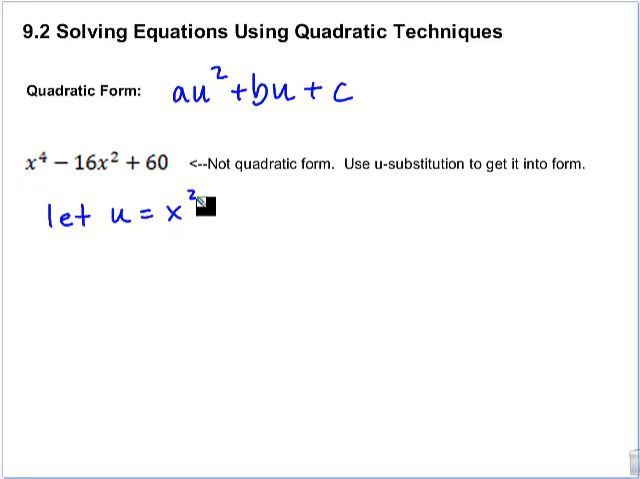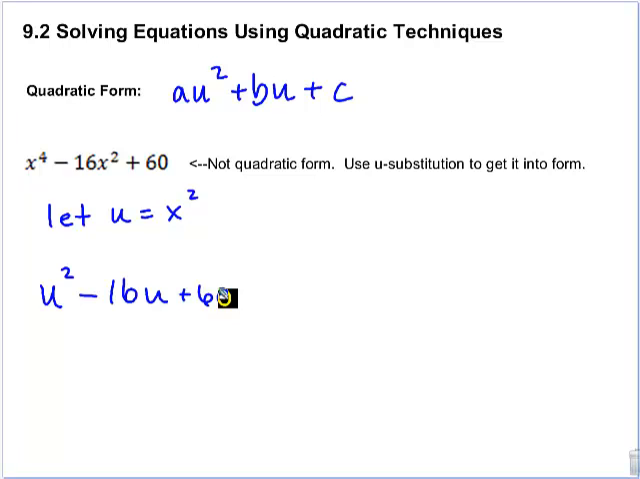If u equals x squared, I can substitute u in for every x squared that I see, and then we will have a quadratic. So if u equals x squared, instead of x to the fourth here, that would be u squared, because there's two x squareds in there. Minus 16, instead of writing x squared, we're just going to write u, and then plus 60. Now this would be in a quadratic form because we have the second power, the first power, and no power.